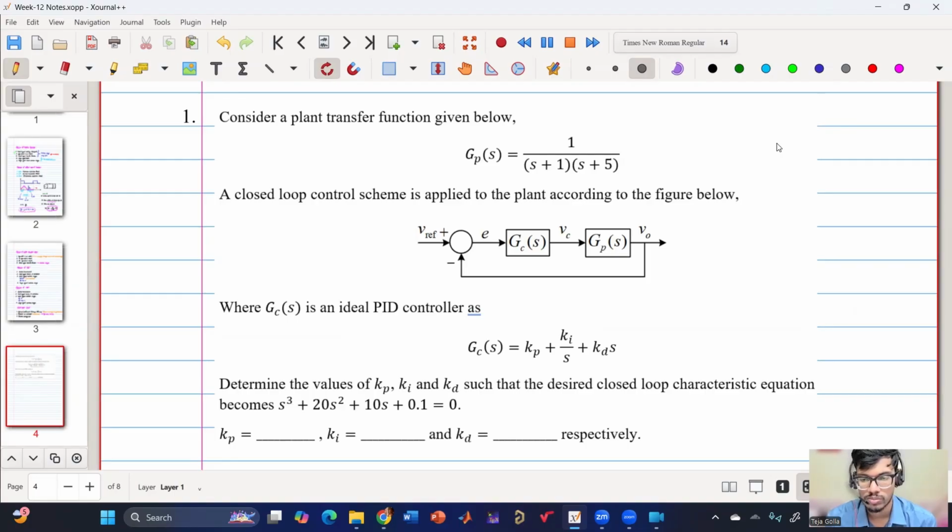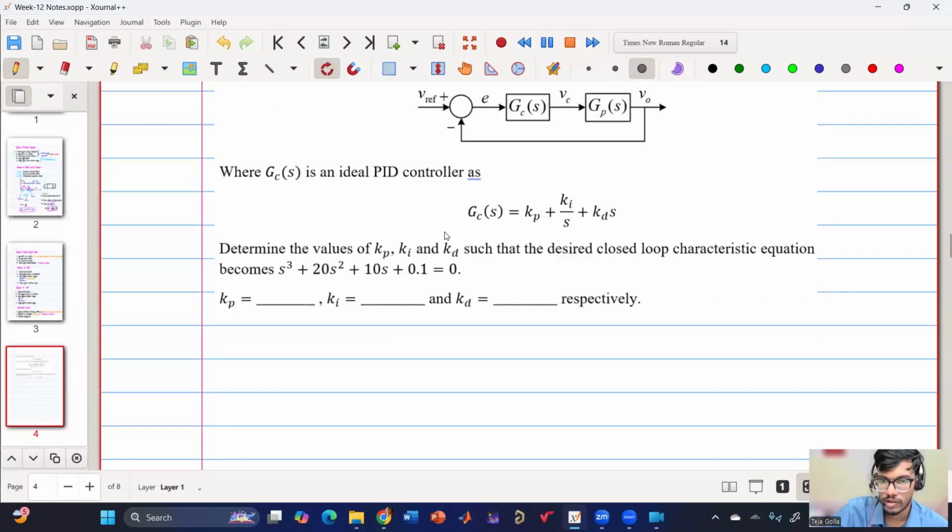So anyone, how to solve this problem, or how to do this? First, we can write down the characteristic equation 1 plus GC of s into GP of s equals 0. Then we can equate the similar terms. Okay, so that's a nice idea. So let us start with that. So we know if you want to know the closed loop transfer function, we can get G closed loop, output to input, as GC into GP over 1 plus GC into GP.